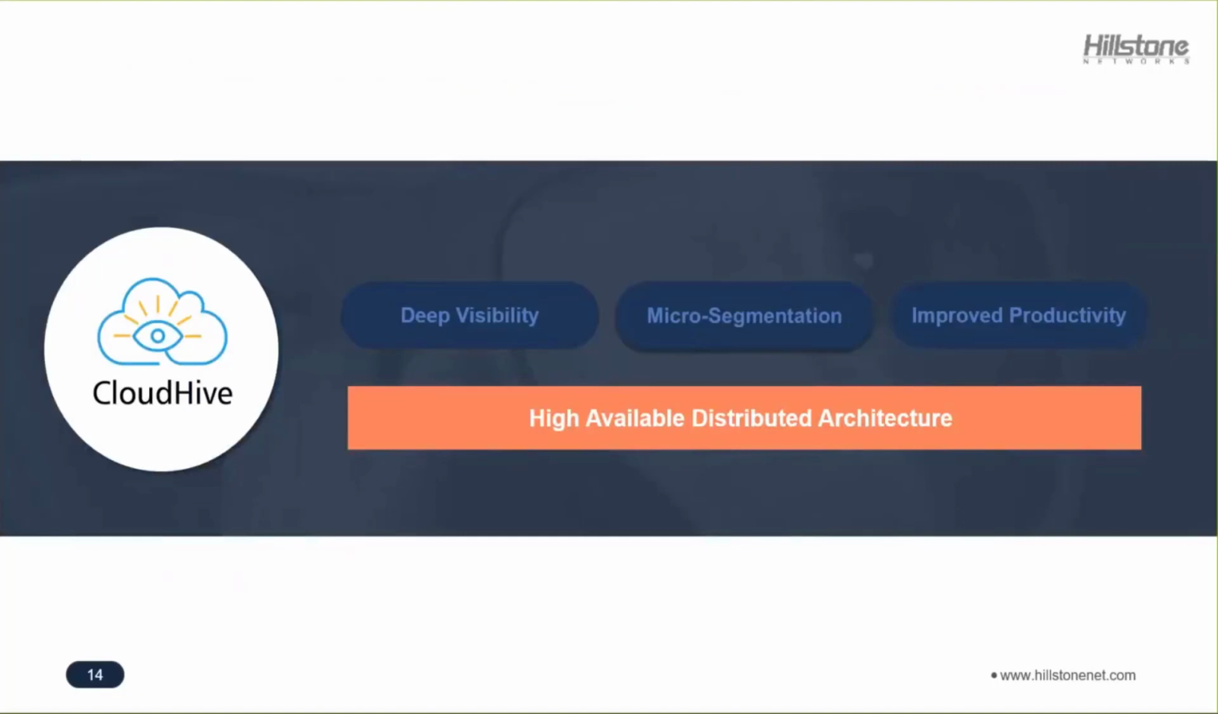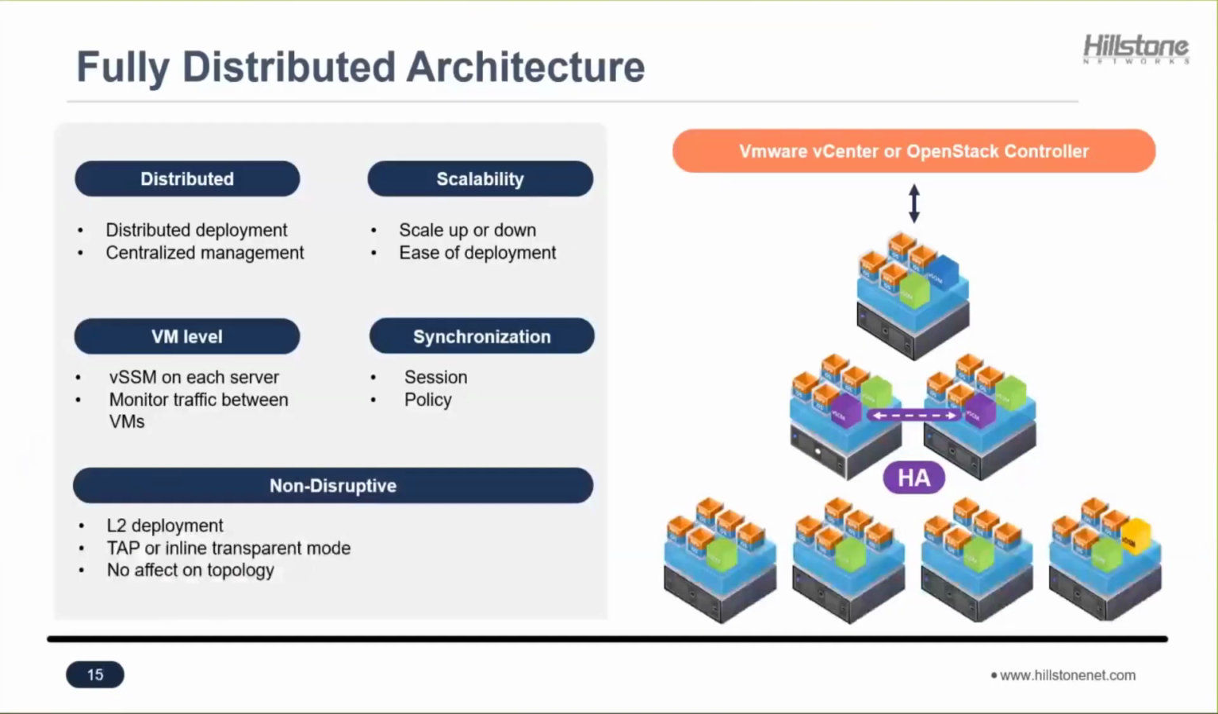Okay, next I'm going to talk a little bit about the distributed architecture of CloudHive. CloudHive is a distributed security system. Inside the system, it's actually a collection of VMs. The control VMs reside on different physical servers and give you high availability. So even if one of the control VMs dies or the server dies, the system is still up. You don't lose the whole system. For the processing VMs, there is one processing VM on each physical system.